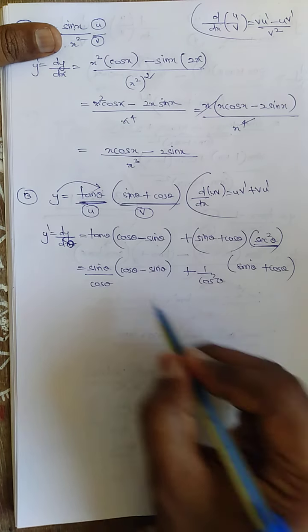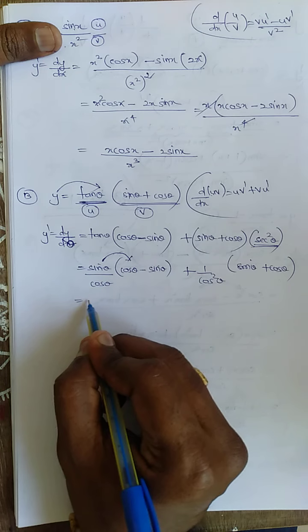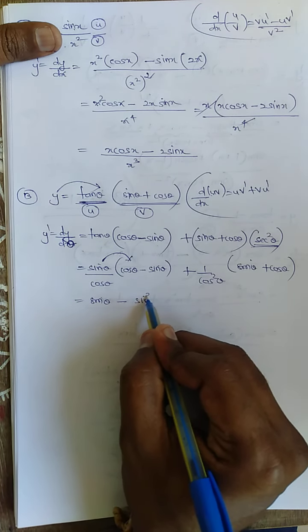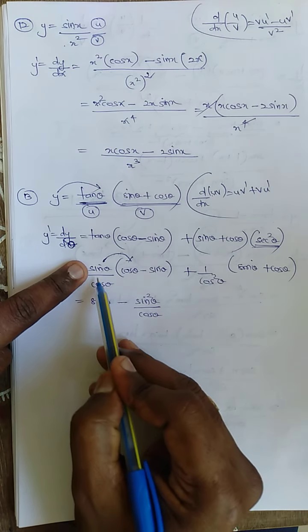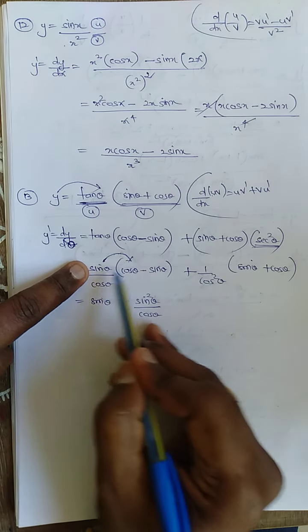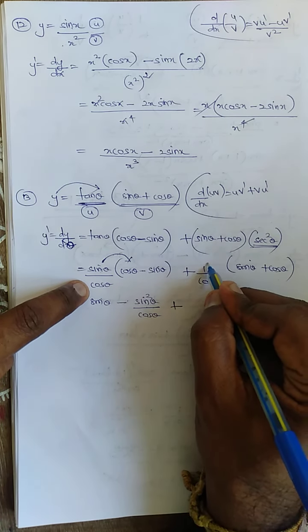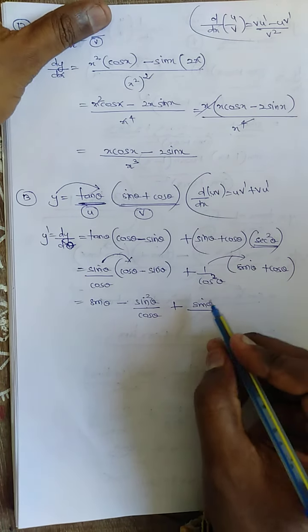Now I can multiply things. Multiply with this one: sin theta into cos theta, cos theta cancels, remains sin theta alone. Minus sin theta into sin theta, sin square theta divided by cos theta, plus the same procedure I can use here also: sin theta divided by cos square theta.